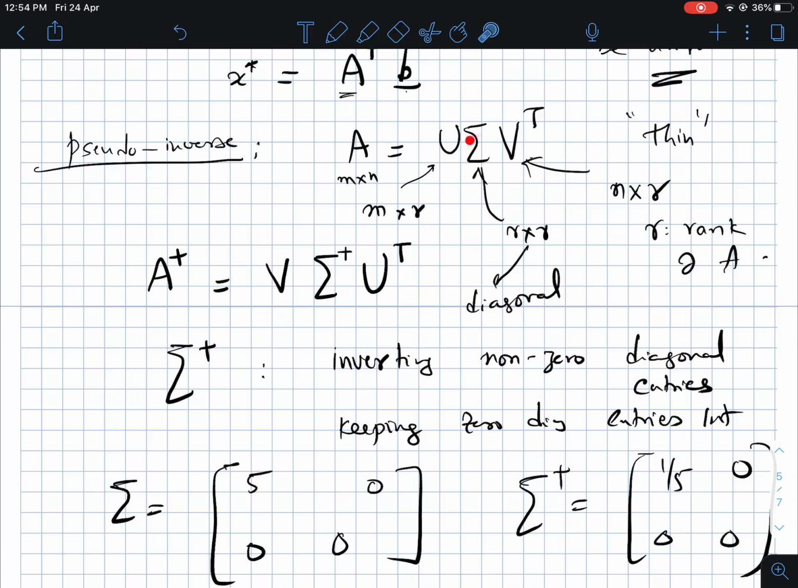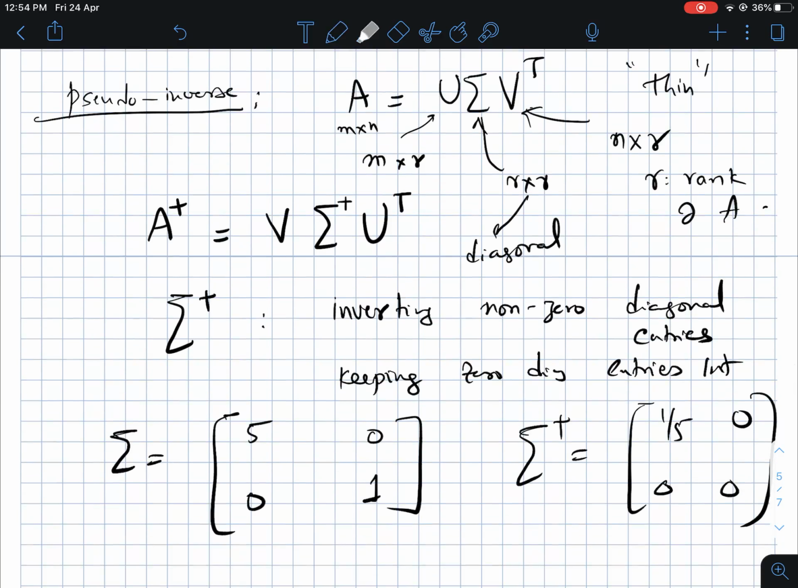However, in this context, because I have taken the thin SVD, I have already removed all the zero singular values, so this is going to be diagonal and all the diagonal entries are going to be non-zero. This scenario will not arise, because in the thin SVD I have actually gotten rid of the zeros. So you can simply have 5 and 1, and then you simply take the inverse of all the diagonal entries, 1 by 5 and 1. So I can simply write sigma inverse here, I don't have to write sigma plus.